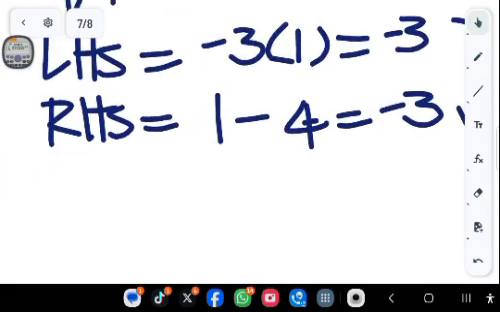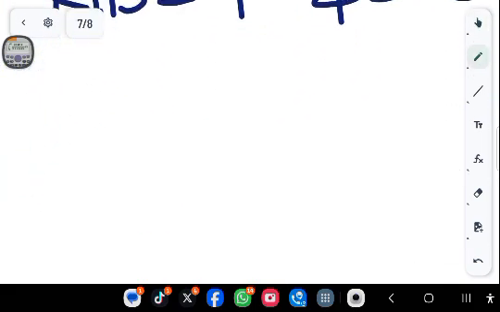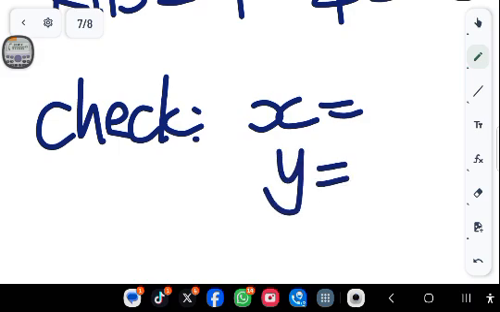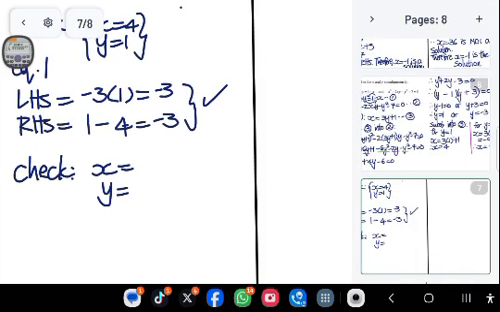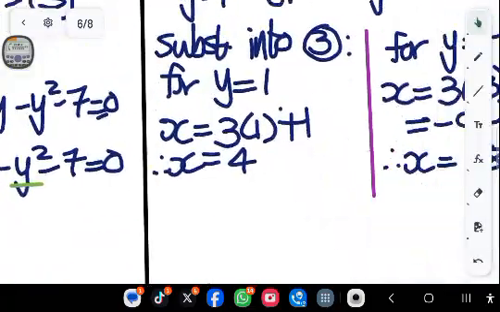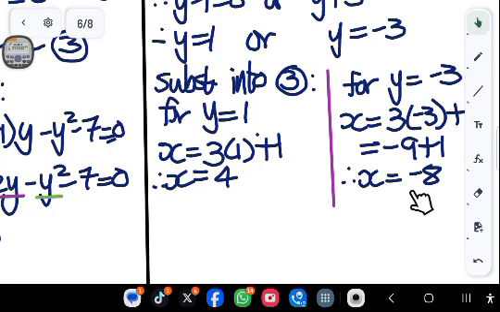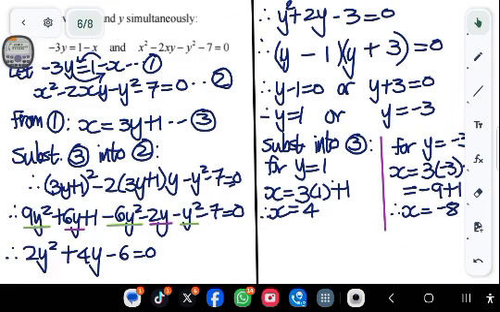Let's check the other one. Check the other combination using equation number 2. The other combination is x equals to negative 8, y equals to negative 3.